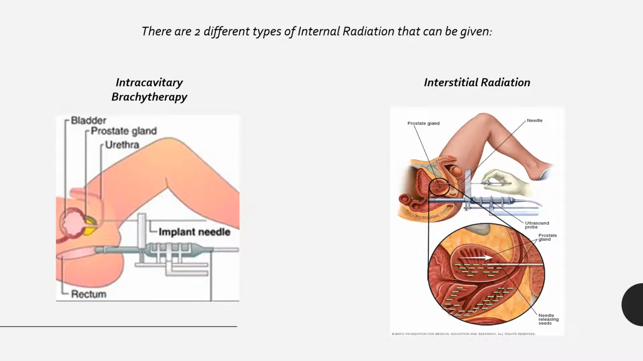Over on the right, in this picture, it is showing interstitial radiation. In this picture that we have here on the screen for you, it is showing how the implants are being implanted into the prostate gland for cancer treatment. Interstitial radiation is different from intracavitary brachytherapy because with intracavitary, the implants are implanted in a cavity, whereas interstitial radiation implants are implanted in or near the tumor, but not in a body cavity.